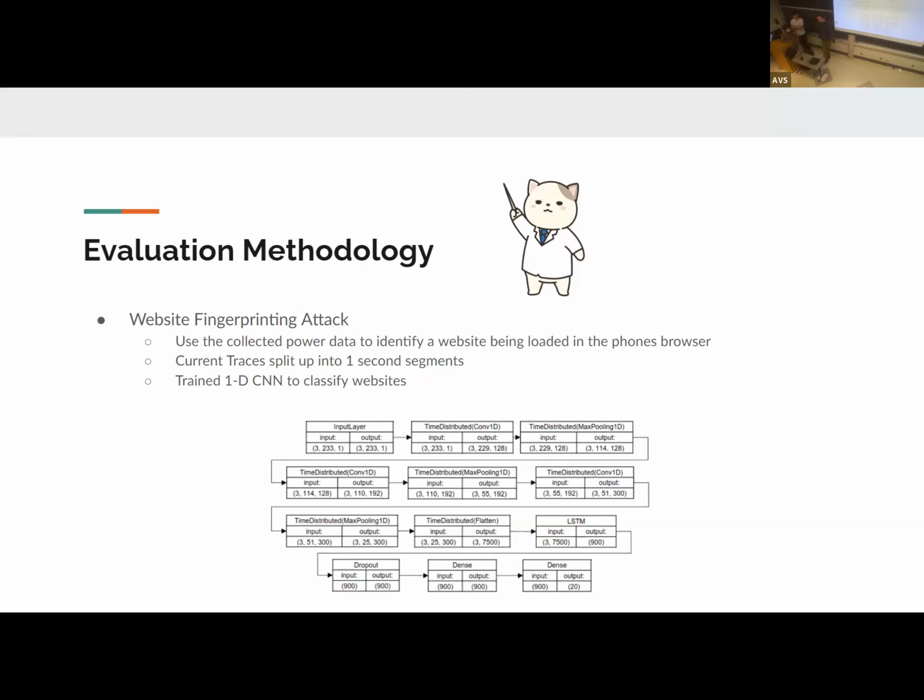So in order to do this, they used a 1D convolutional neural network, and they classified the top 20 websites, but then they later did the top 50 websites from Alexa's top sites in the United States. And they took their current traces and split them up into 1 second segments. And then they split their data into a 64, 16, 20 split, and trained their 1D convolutional neural network with pretty good success.